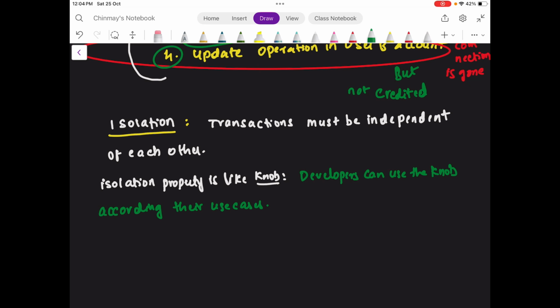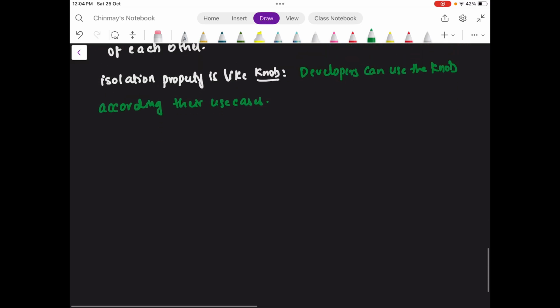Let's discuss what happens if isolation is not there for the database. What are the challenges you face? First we will discuss the challenges and also the remedies for them. Based upon the levels, developers can choose which level they need for their application. What happens if the isolation property is not there?